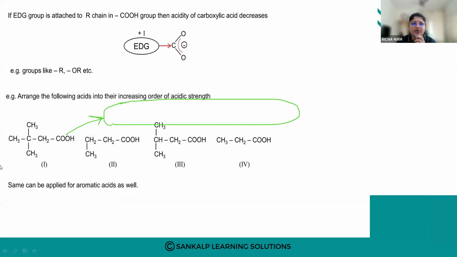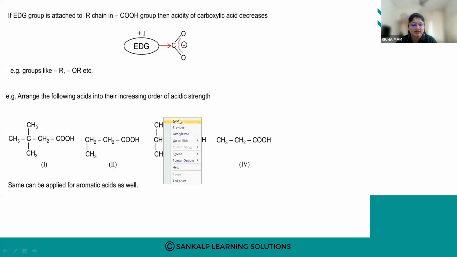Then we have discussed electron donating groups. When an electron donating group is present on a carboxylic acid chain, the acidity of the carboxylic acid will decrease due to the plus I effect. When an electron withdrawing group is attached, the acidity will increase due to the minus I effect. Because of the presence of groups like alkyl group and alkoxy group, the acidity of the carboxylic acid will decrease.